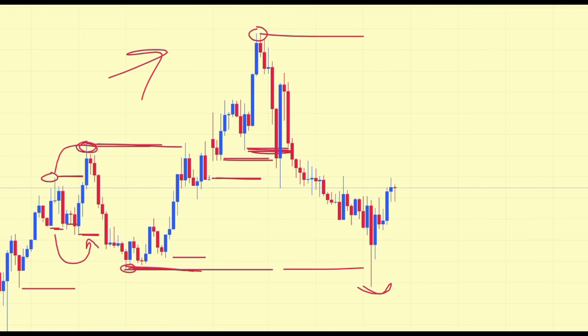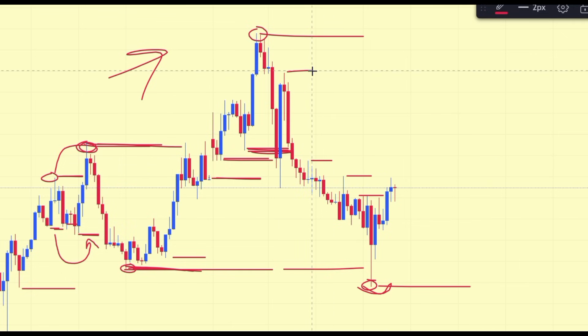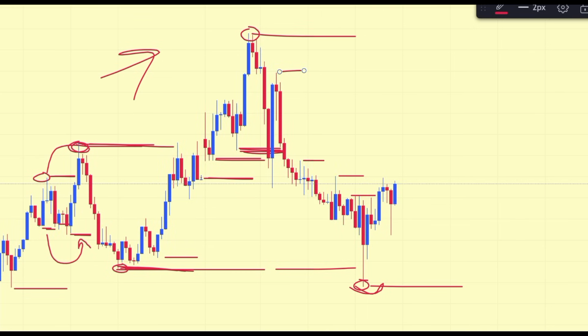All right, so exactly right here, let me remove all this. This one here is our low, and this one here was our minor inducement, and right there price has already taken that out, and I can see additional buy side liquidity here. So let's see what price does. Will it go for further buy side liquidity or will it reverse?